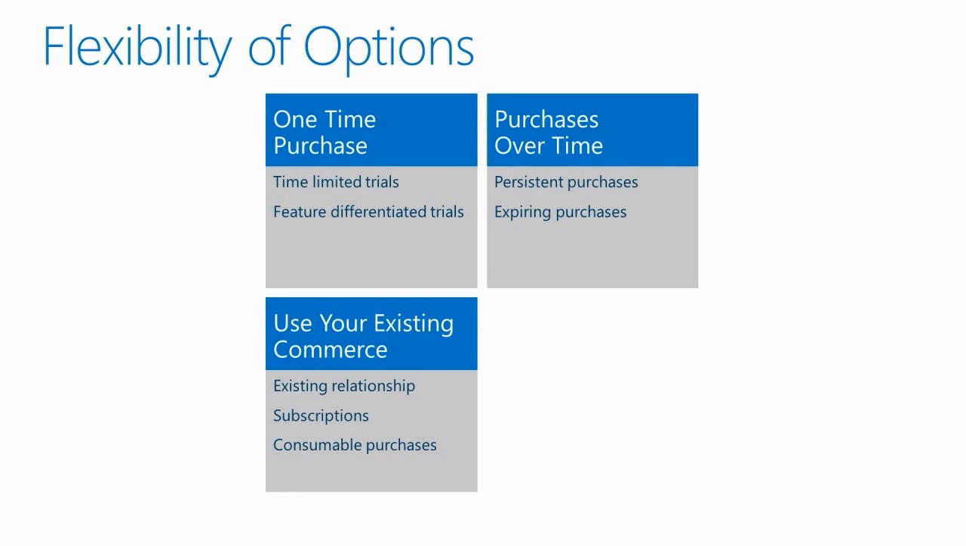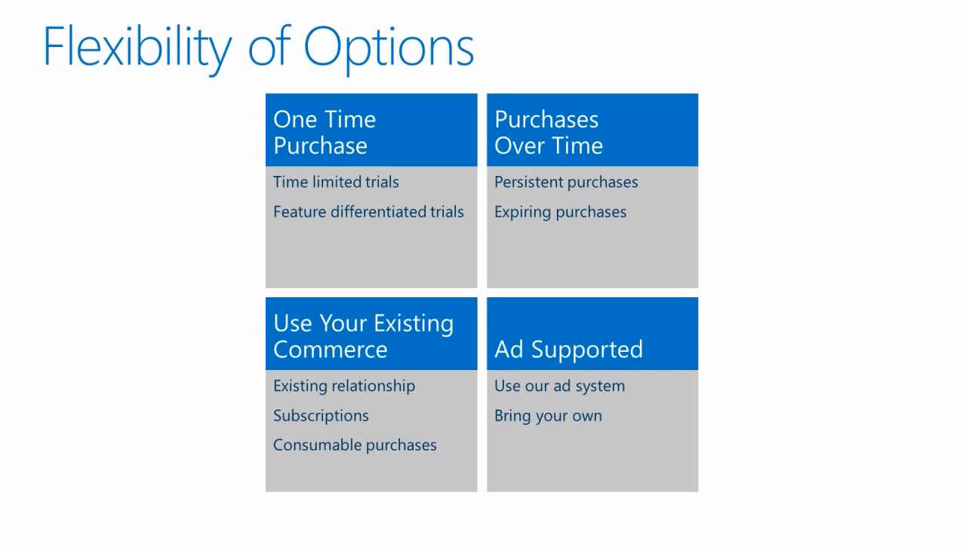Lastly, the fourth option for how you may choose to make more money with your app is to be ad supported. In that case, you may use the Microsoft Ads SDK, or you may use your own. So let's take a look at the decisions you've got to make when you decide to sell your app via the Windows Store. First is, what is the price point that you want to make?